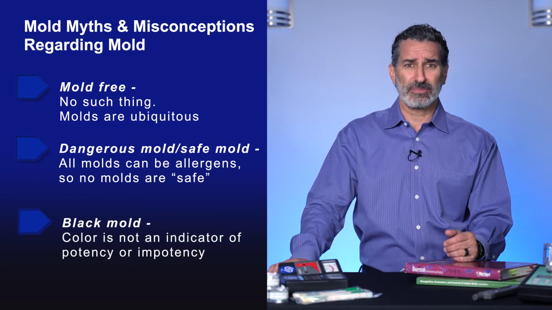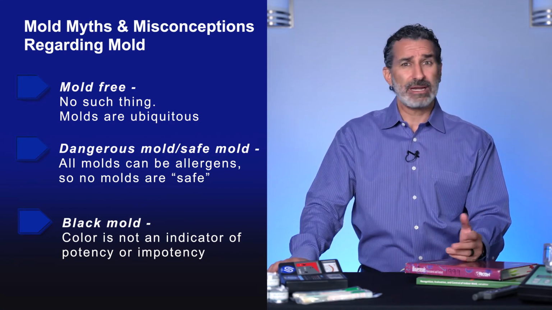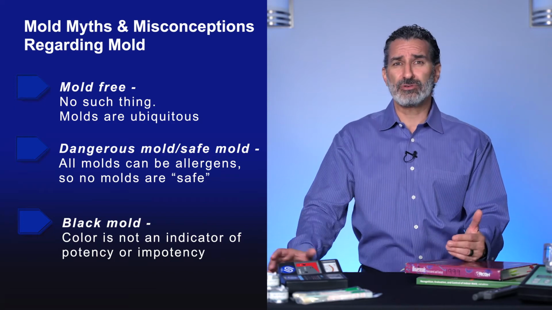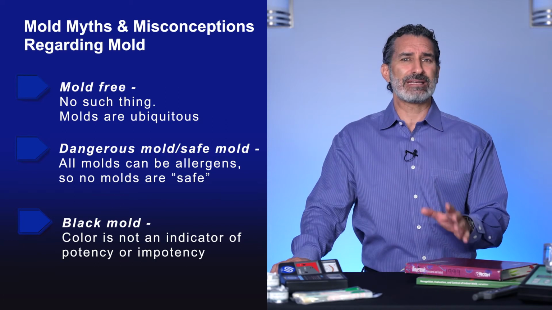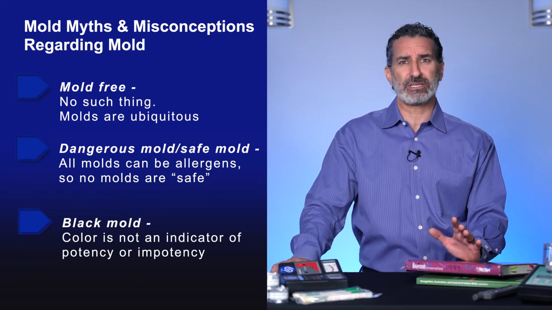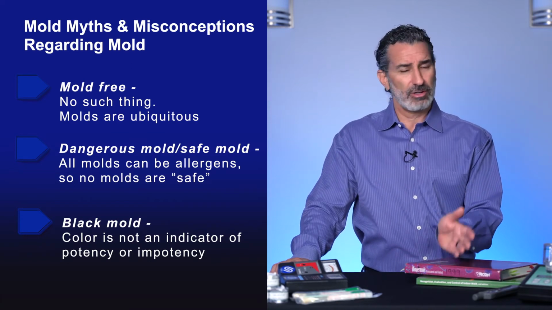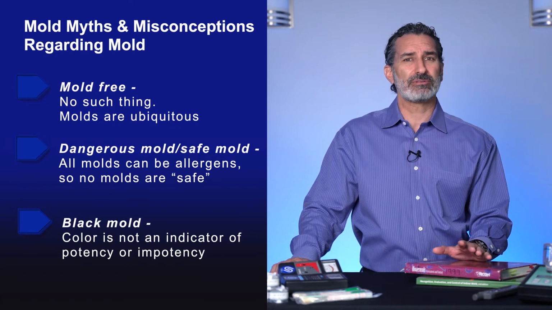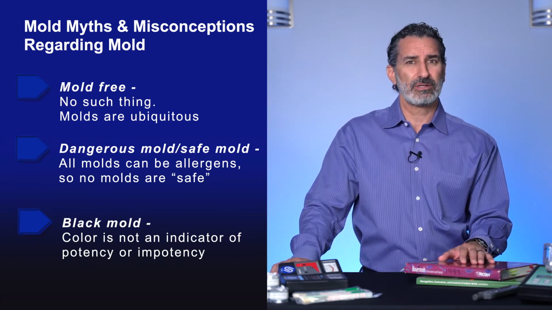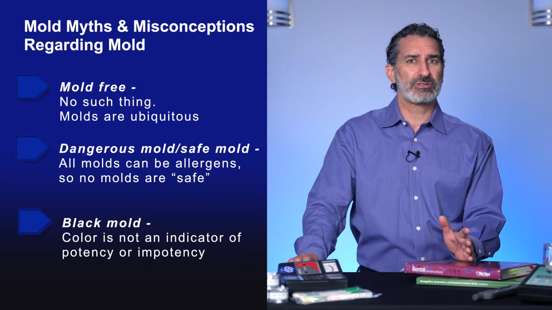Black mold. Black mold is a very common term used in media. Many molds are black. Some molds are orange. Some molds are yellow. Some molds are green. The color of mold really has no indication on the potency or impotency of that mold. So if you are exposed to black mold or green mold or blue mold or whatever mold you want to pick, it's unacceptable if it's visibly growing in the building or you're receiving more than the background concentration. Black molds are not more dangerous than other molds.